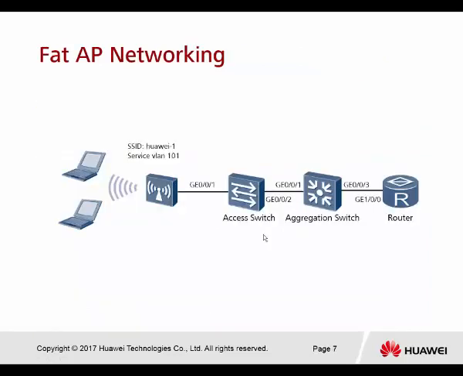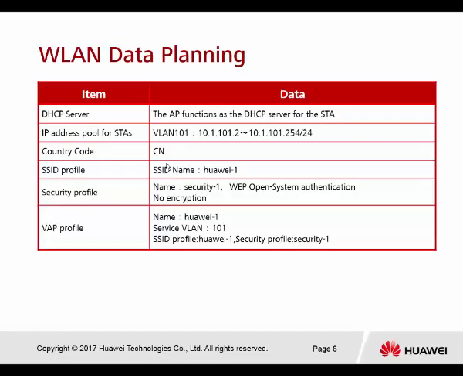FAT AP networking mode. We'll notice there's only one AP without any controller here. For this kind of networking we call it inline mode. It uses one SSID, Huawei-1, with service VLAN 101. Data planning: the DHCP server. The AP will function as the DHCP server for the STAs.